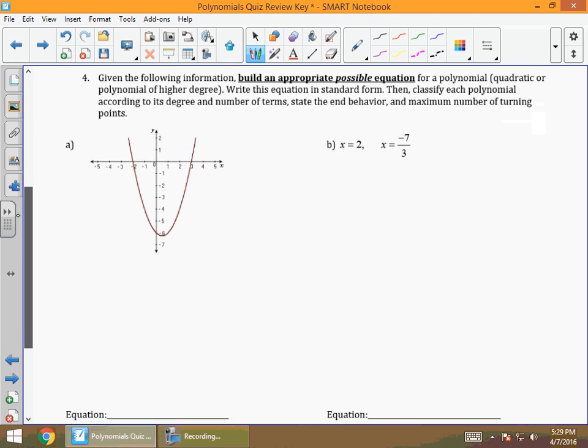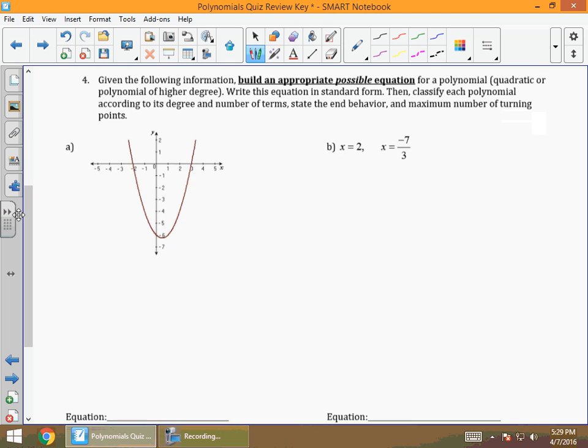Take a look at question 4. Question 4 says, given the following information, build an appropriate possible equation for a polynomial, quadratic, or polynomial of higher degree. Write this equation in standard form, then classify each polynomial according to its degree and number of terms. State the end behavior and the maximum number of turning points.